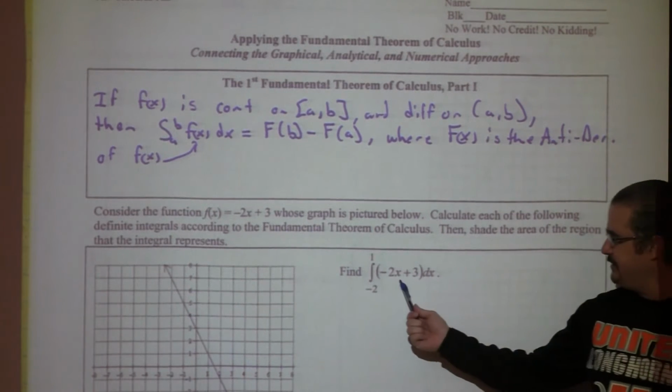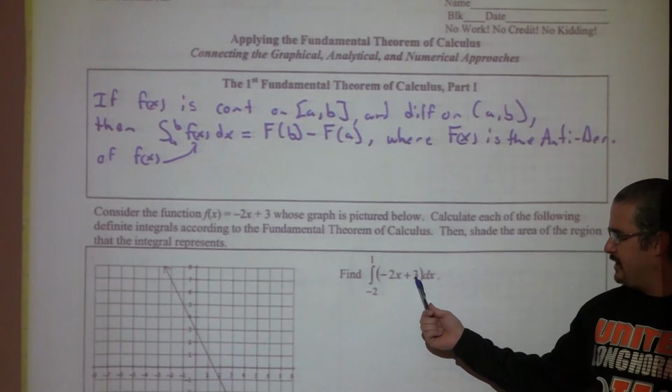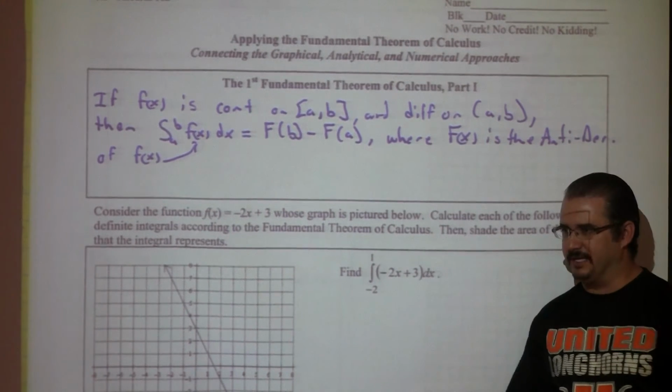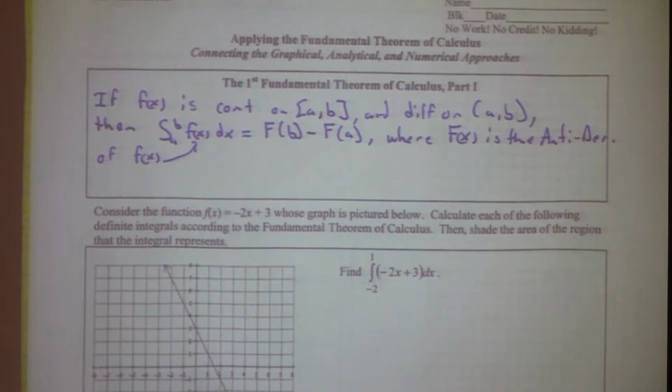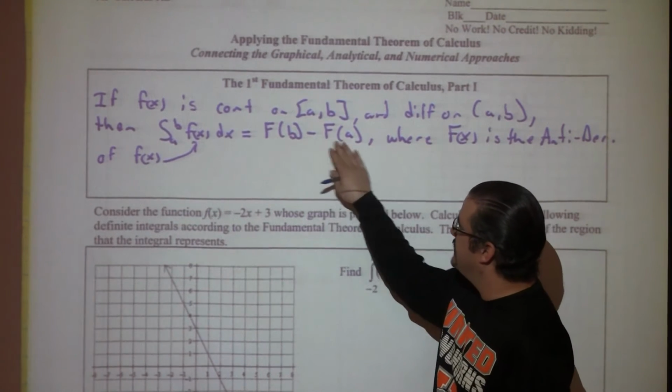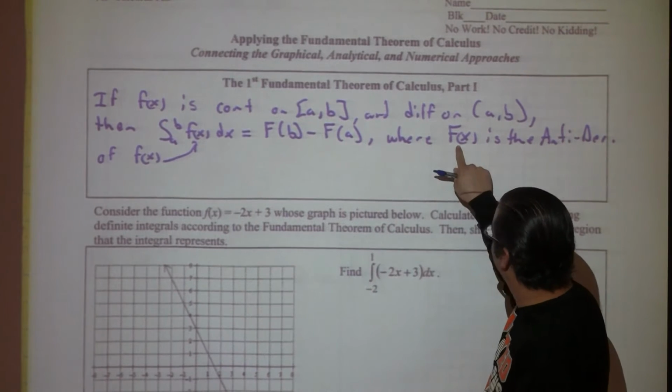So for example, this one, negative 2x plus 3, is it continuous and differentiable? How do I know it's continuous? It's a polynomial, right? It's a line, right? Lines are continuous. And is it differentiable? If I got its derivative, it would never be undefined, right? Pretty good? So we can get the integral of this, and it should be equal to this. But in order to do this, we need to find the what first?